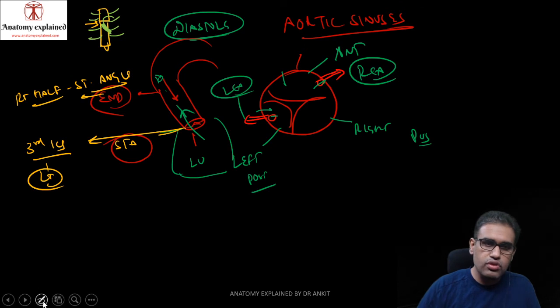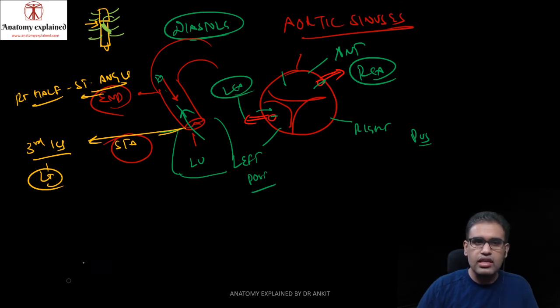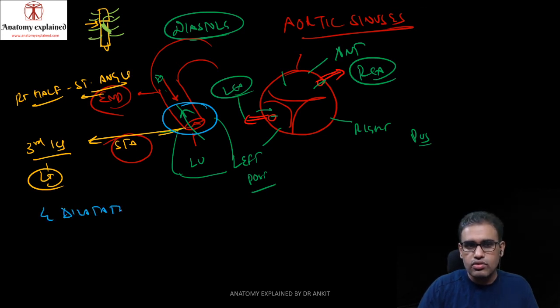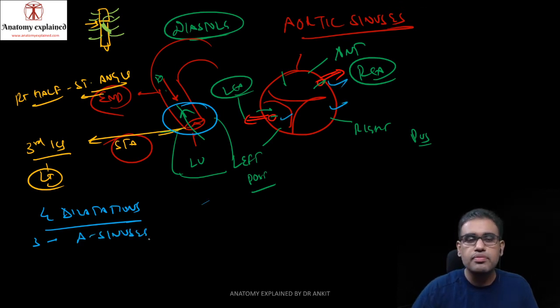And yes, we have a few dilatations also. The last point over here we can consider is what are the dilatations inside the ascending aorta. Obviously there are around 4 dilatations. Now what are these 4 dilatations? 3 dilatations are your aortic sinuses that we have just seen. The 4th dilatation is known as the bulb of aorta.